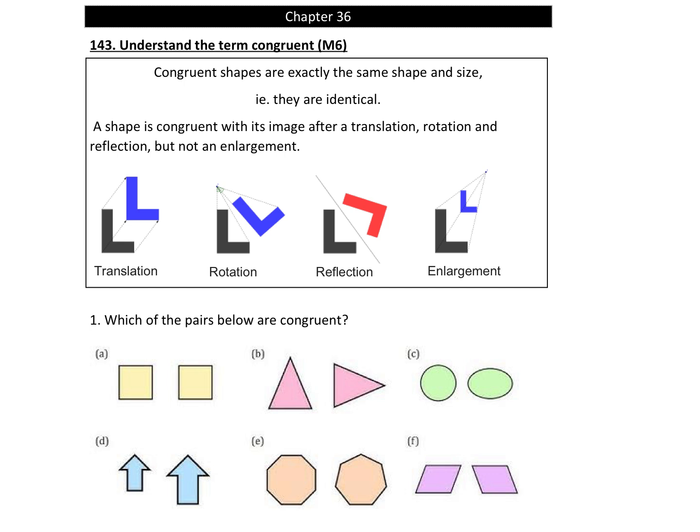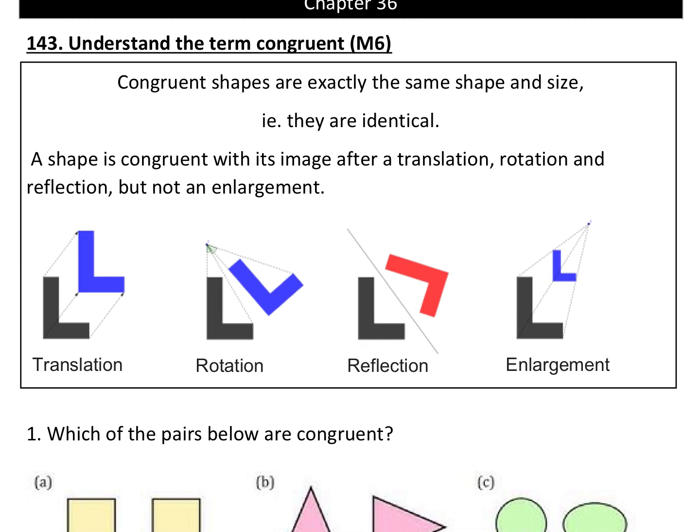So what are congruent shapes? Well, congruent shapes are exactly the same shape. That's not very enlightening, but they are. They're the same shape and they're the same size. So i.e. they are identical.